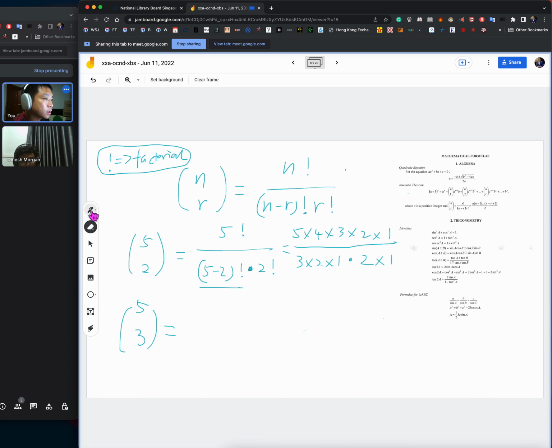Let me use a different color. This one you can cancel, and then the 3 you can cancel. The 4 and the 2, you end up with 2. So 5 times 2 on top, 1 below. So it's 10. That's how you get 10 for 5 choose 2. By the way, 5 choose 2 is how you key it into the calculator.